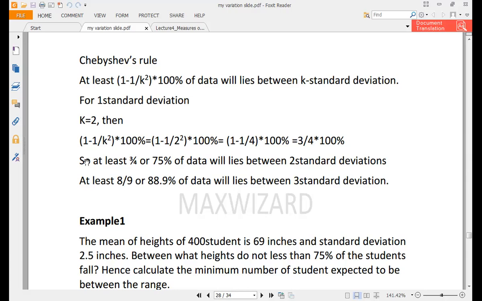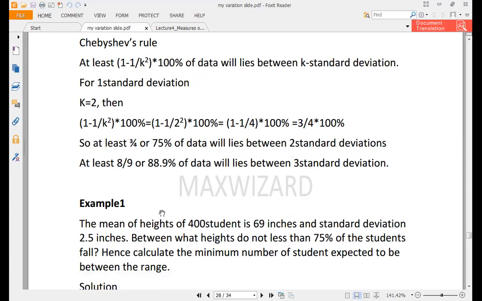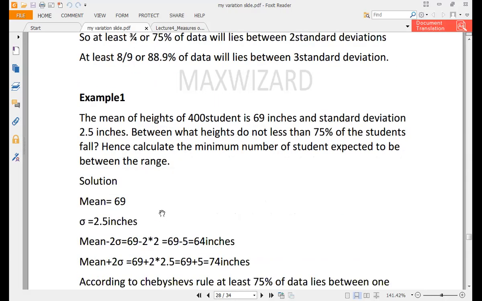But do not forget the words at least. At least is always used when you are dealing with the Chebyshev rule, because you don't have the precise value. Okay, let's take a look at an example.